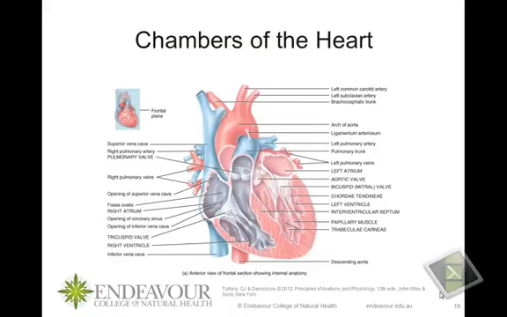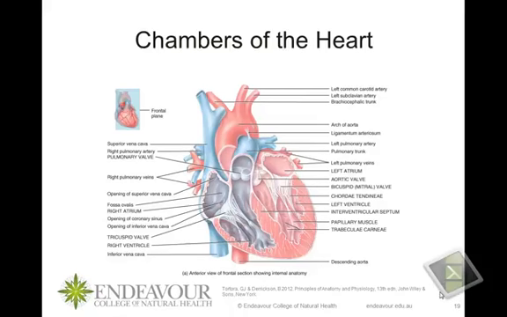The valves between the left and right ventricles and the great vessels are called the semilunar valves. So the semilunar valve between the right ventricle and the pulmonary trunk is called the pulmonary valve. The semilunar valve between the left ventricle and the aorta is called the aortic valve.